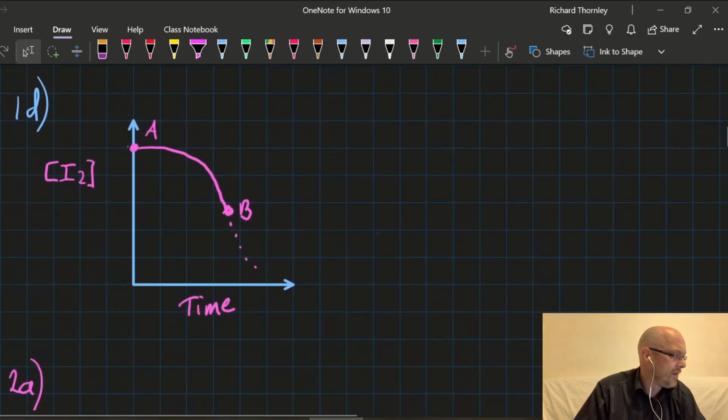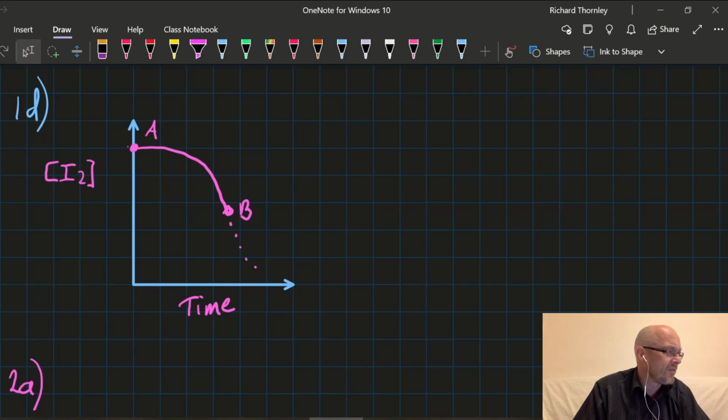1D. I don't agree with their model answer for this. I've got another answer. They got me a point now. So this is a strange kind of graph. I'm doing the reaction without acid.